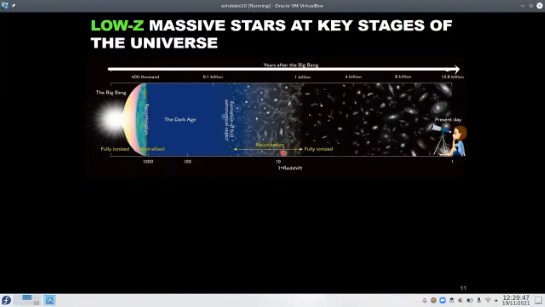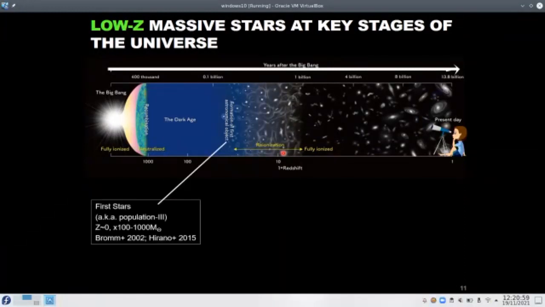And that's why metal poor massive stars are important, because massive stars have played very important roles in several stages of the past universe, and they are going to have a very low metal content. And the first moment where massive stars were important were the first stars of the universe. Some simulations, not all of them, tell us that the first stars could have been very massive, with masses like 1,000 solar masses. That's a lot.